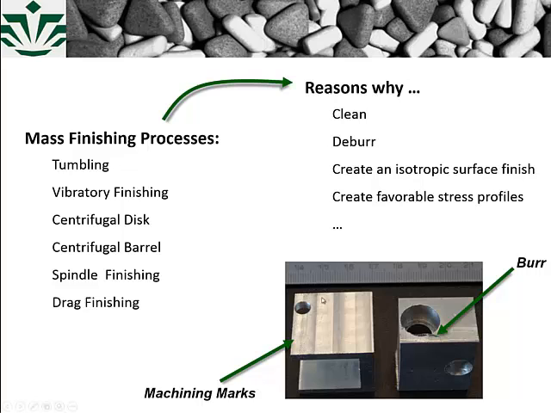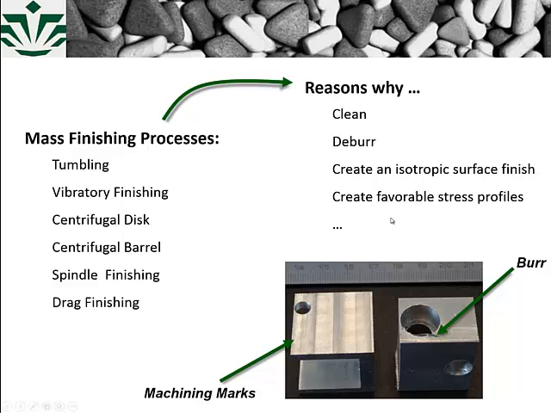This is an example of tool path marks left on the surface after a milling operation. These mass finishing processes allow you to remove these and replace them with an isotropic surface finish. And if your process is well tuned, you can actually get a high gloss finish on your component, which may be highly desirable for your application.